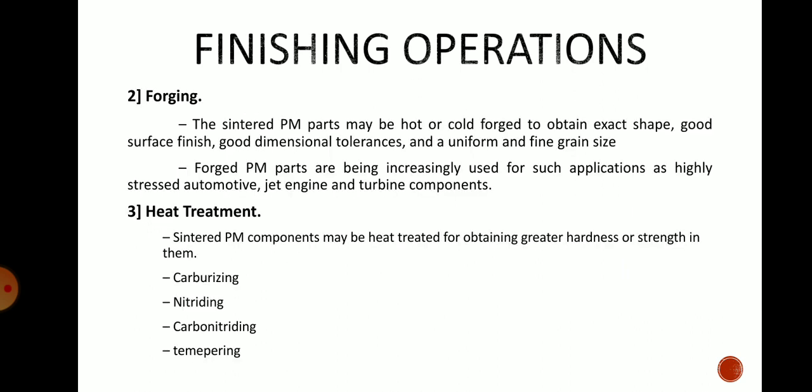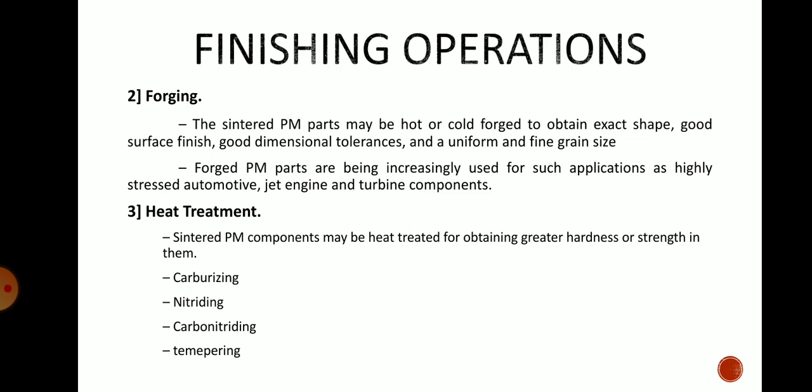Second, the forging operation. The sintered powder metallurgy parts may be hot or cold forged to obtain the exact size, good surface finish, good dimensional tolerance and a uniform and fine grain size. For that you can do the forging operation. Also, forged powder metallurgy parts are increasingly used for applications such as highly stressed automotive parts, jet engine parts or turbine components.